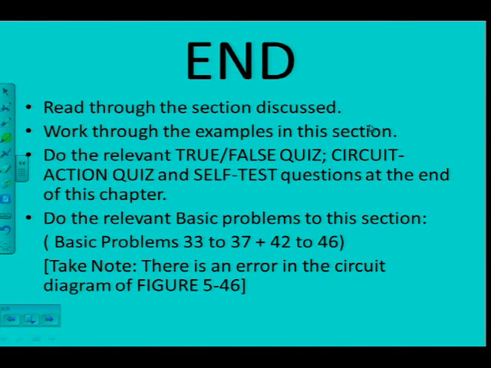Just take note there's an error in the circuit diagram of figure 5.46. Figure 5.46 gives you a picture of a breadboard with a transistor circuit built on it. If you have to do fault finding on that circuit, I would suggest that you redraw the circuit and draw the schematic diagram, because the color codes of the resistors are given, so you can see what the resistor values are, and which resistors are R1, R2, RC, RE, and so forth, for whatever circuit this might be.